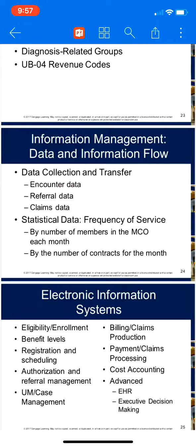And then your other kind is per contract per month. The frequency and cost are evaluated and displayed in the same way based on the total number of contracts the MCO has for a month.